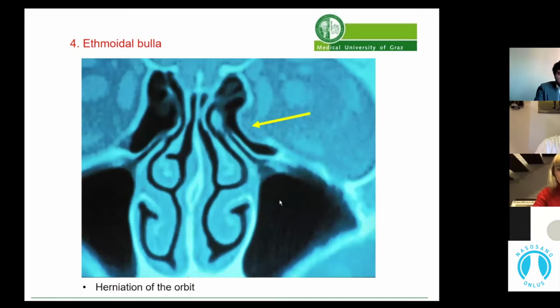Here, another example of a herniation of the orbit. This was a patient who had a trauma as a child, and afterwards as an adult, before sinus surgery, we saw that there is a post-traumatic herniation of the orbit into the ethmoidal bulla, and of course, if you run into it from anteriorly without noticing it, you can easily harm the orbit.